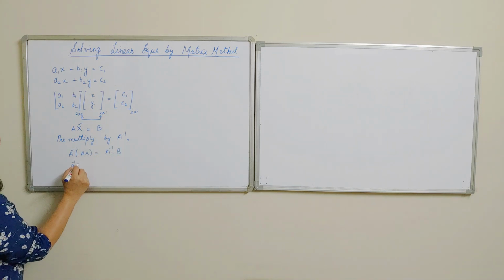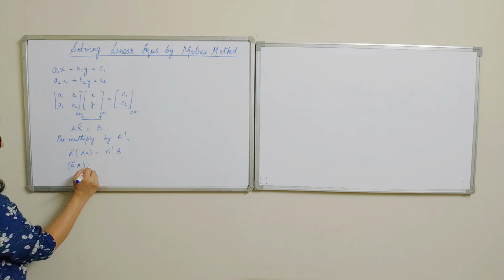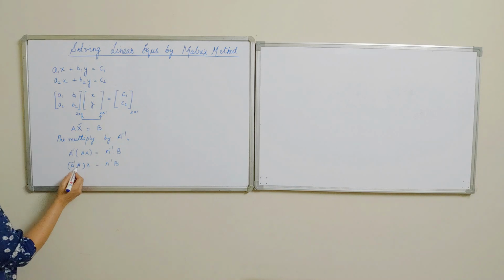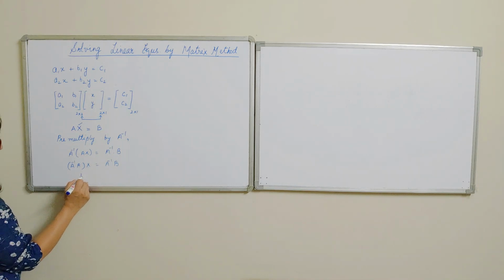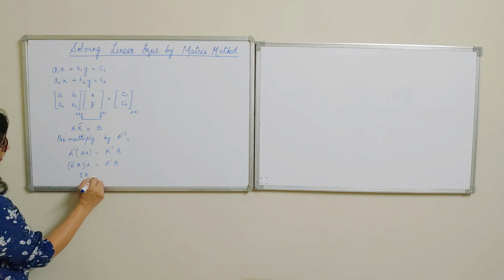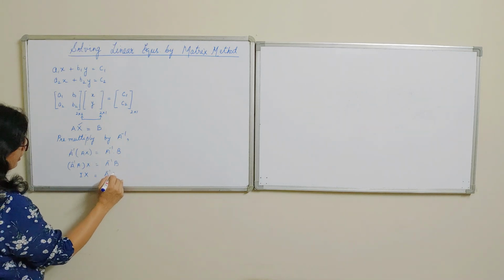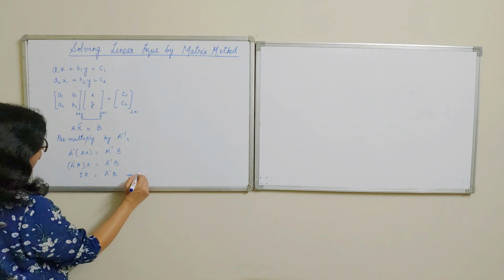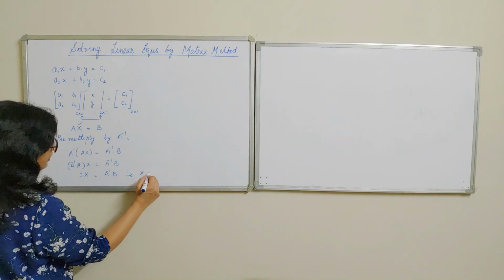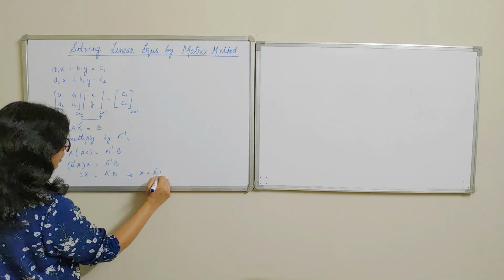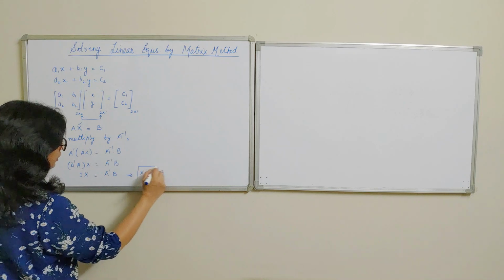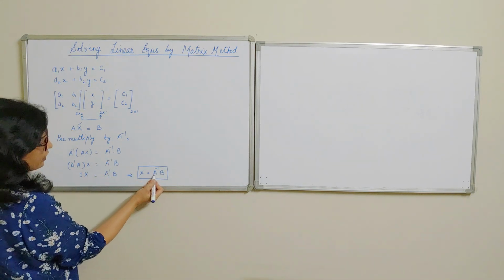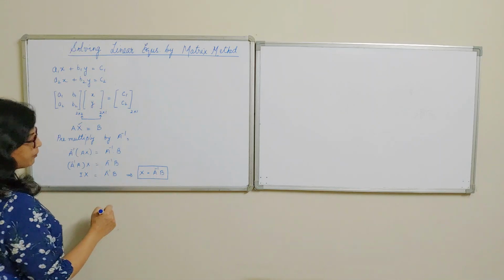Because matrix multiplication is associative, the equation can be written this way, and a matrix multiplied by its inverse will always give the identity matrix, and the identity matrix multiplied by any matrix will be the matrix itself. So this is how we can find out matrix X. That means we need to find out A inverse and we need to find out B.